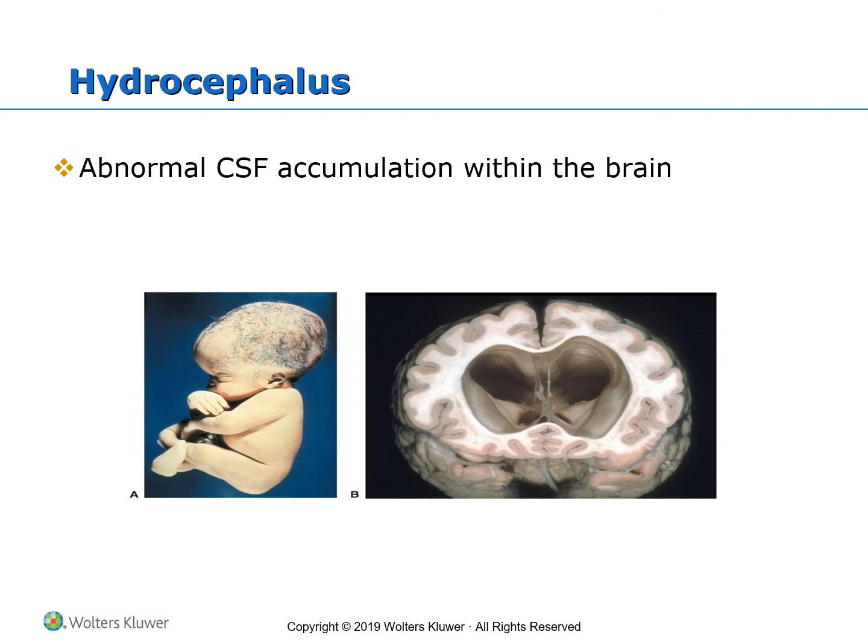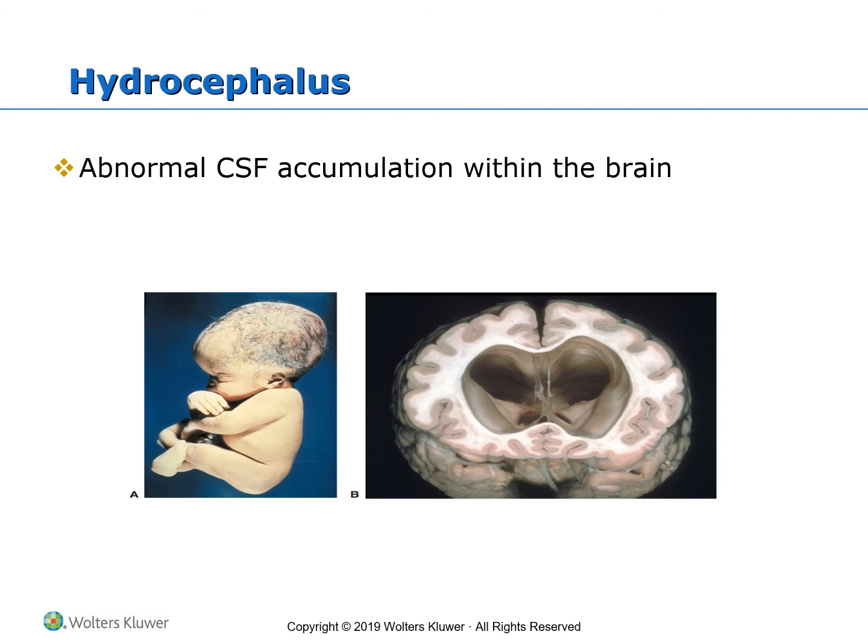Along with that is the pressure that the fluid puts on the brain tissue, which will destroy the cells and end up in loss of brain function. Hydrocephalus can be the result of congenital malformation, tumors, inflammation, or hemorrhages at the level of the brain.